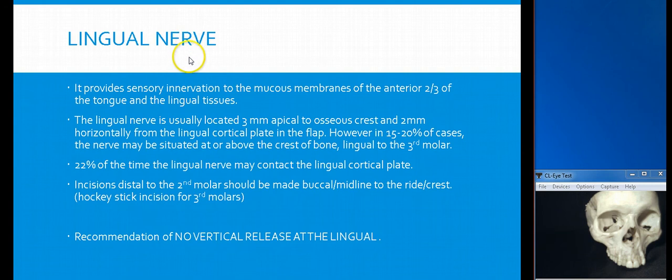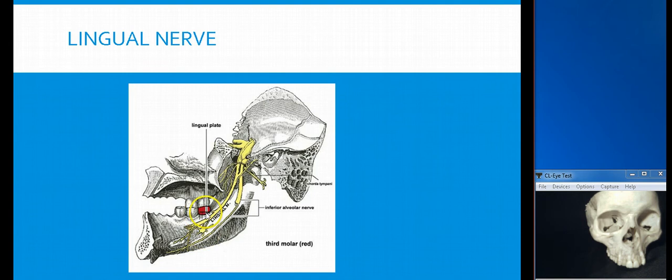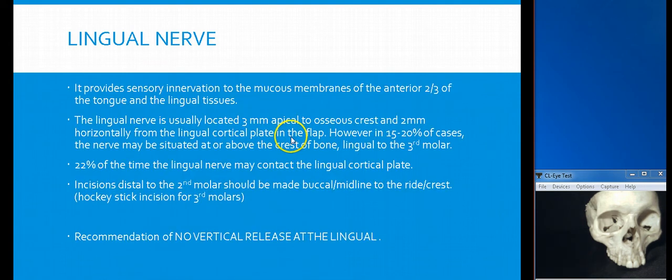But let's look at the lingual nerve. The lingual nerve provides sensory innervation to the mucous membrane of the anterior two-thirds of the tongue and the lingual tissue. The lingual nerve is usually located about 3 millimeters apical to the osseous crest. So 3 millimeters, if this is the crest, 3 millimeters below it, and from the lingual cortical plate. However, in 15 to 20% of the cases, the nerve may actually be above or at the lingual crest.